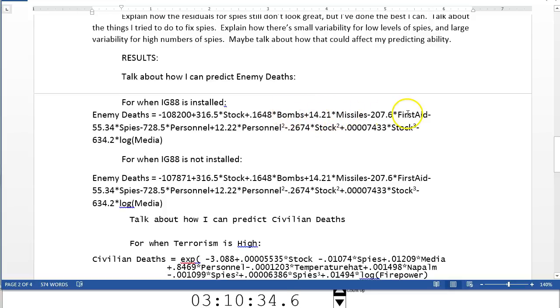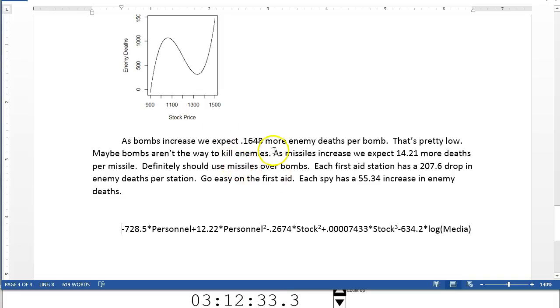Missiles are also linear. First aid is also linear. So those are all going to be easy. Spies as well. It's personnel, we already did stock, and log media that are going to be tricky. Okay, so I've talked about each of them in turn. I feel good about that.